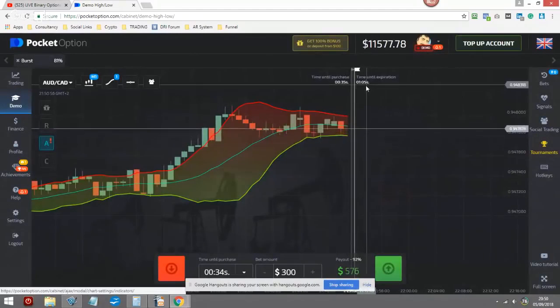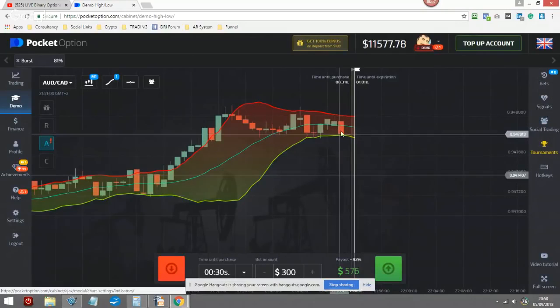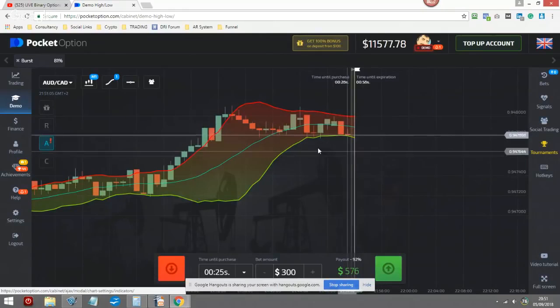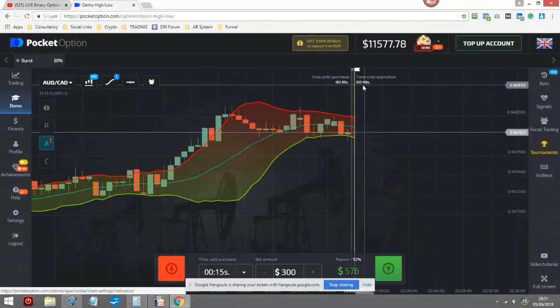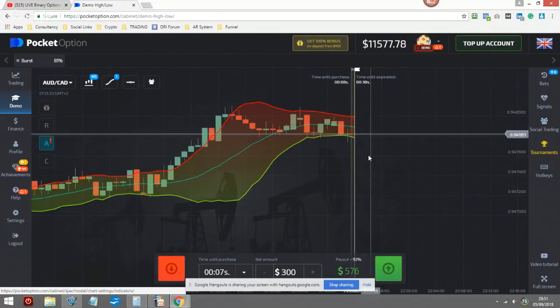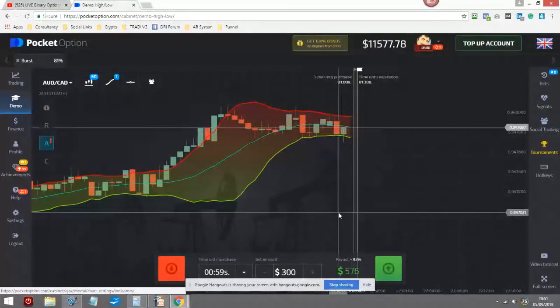All right, we're down to 5, 4, 3, 2, 1, but the price has not broken the Bollinger Band, so we've not placed a bet. Now the price has dropped below the Bollinger Band, but we're going to wait until the end of this candle. We're going to wait until this timer goes down to around 5, 4, 3 seconds before we actually place a bet, and that's to make sure that we've got the least amount of time for craziness to happen, where the price can fly all over the place.